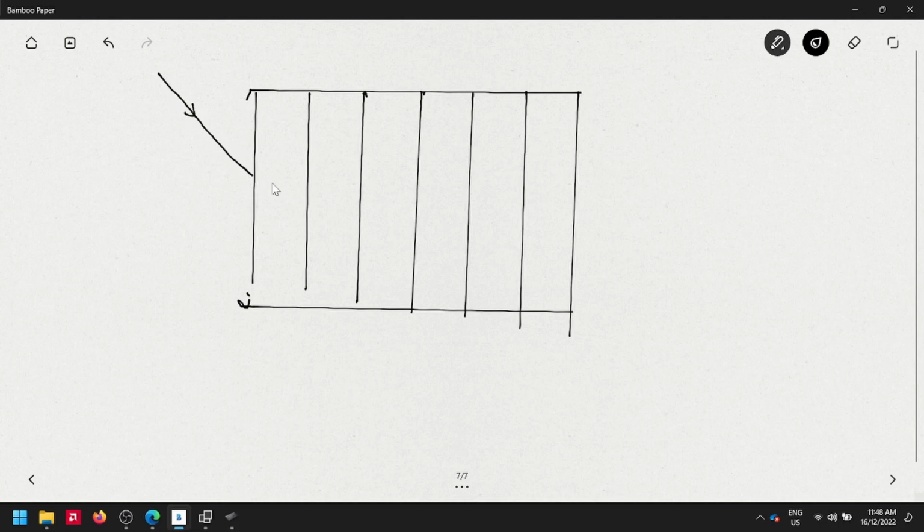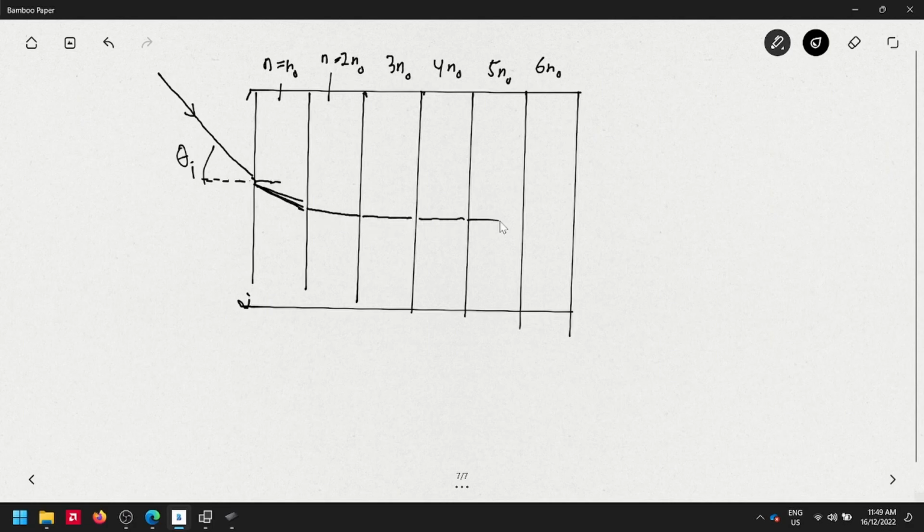This is the normal to my surface. The incident angle is theta I. And then of course it will bend. So the index of refraction for this one is n naught, and the index of refraction of this one is 2 n naught, and this one is 3 n naught, 4 n naught, 5 n naught, 6 n naught. So n naught is the index of refraction for the first slab. Meaning to say the glass is getting denser and denser. So of course, the trajectory will be something like this, from here becoming horizontal, right?